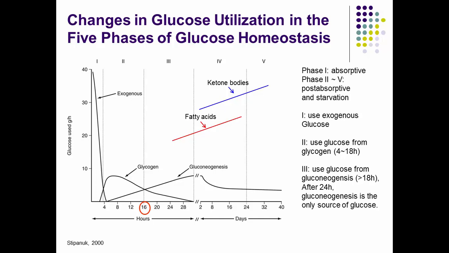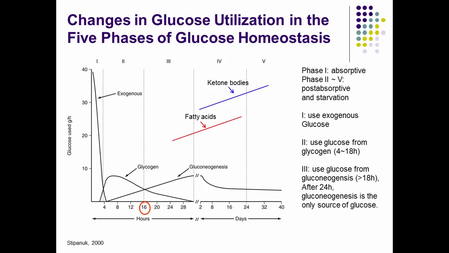So as you can see here, in the absorptive phase, also considered the fed condition, phase 1, our body uses energy fuels primarily from the diet, right? So exogenous fuels are the most important fuels in phase 1, the absorptive phase. And phase 2 means we start starvation. In phase 2, you see glycogen is a very important energy fuel.